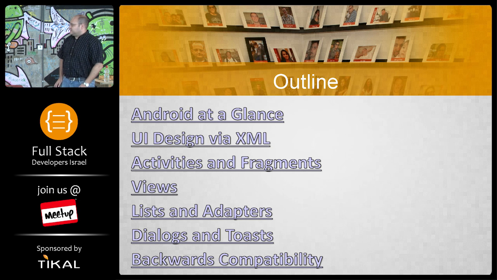Okay, so these are the topics for today. We're going to be looking at Android as an overview, how UI is designed in Android using the XML system, what are activities and fragments, views in Android, lists and adapters, dialogs and toasts, and then backwards compatibility is our last topic. We're going to talk a little about some of the new things Android added in since about 4.0 Ice Cream Sandwich, and how you can utilize those in your applications that are before 4.0.